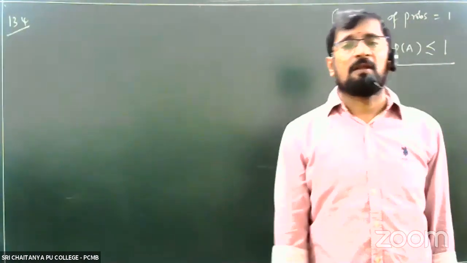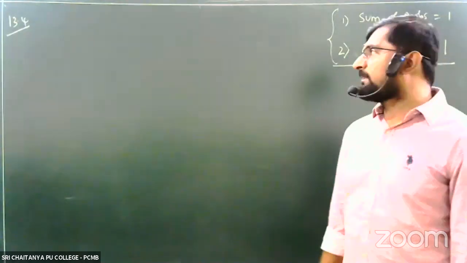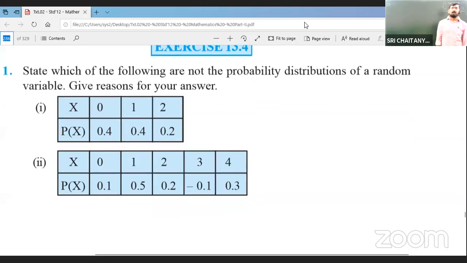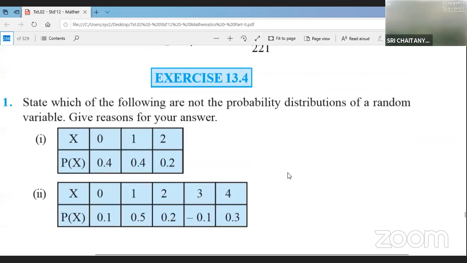Now I am going to share problem number 1 in 13.4 exercise. Observe that one clearly on the screen. State which of the following are not the probability distributions of random variable. Give reasons for your answer. Observe the first table. It has been given like this, right? X, it is random variable. X has values 0, 1, 2. It has been given, right?